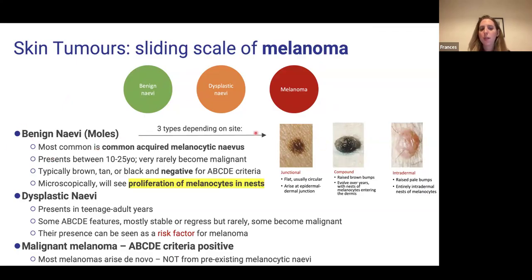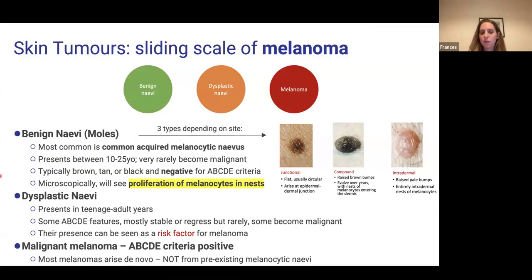So benign nevi are just like your moles. The most common one would be your common acquired melanocytic nevus, which looks something like this. You can get different types depending on where they are. So you can have junctional, compound, intradermal, not that necessary to know the different types.